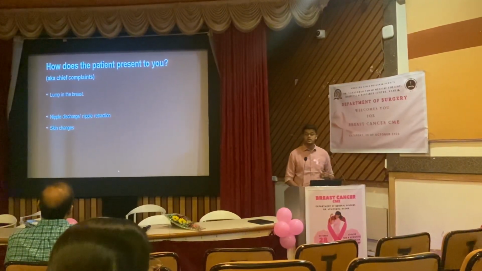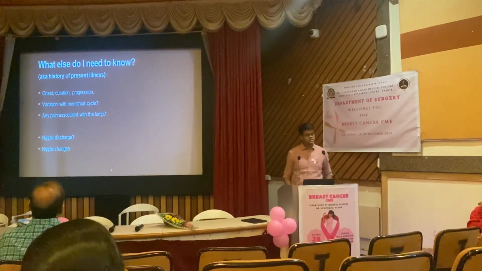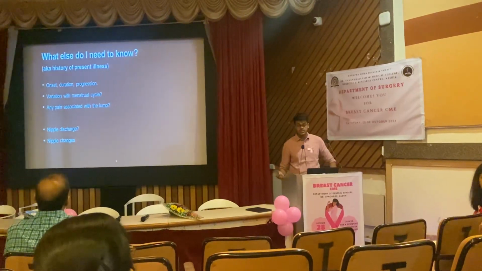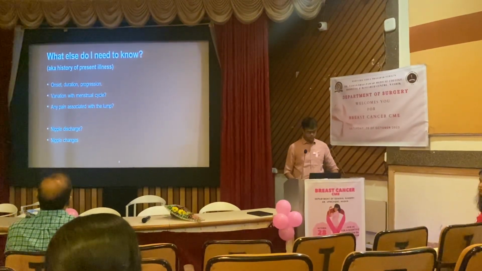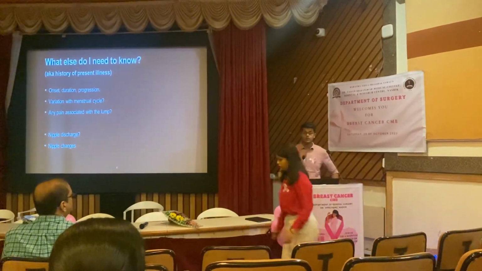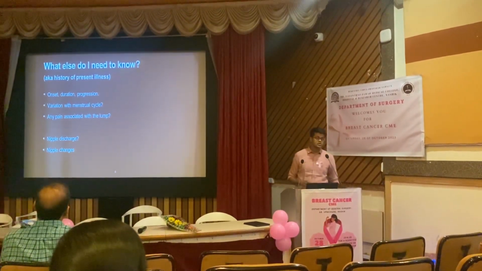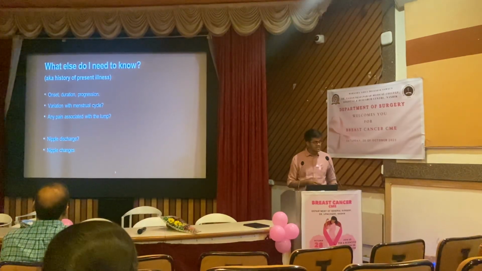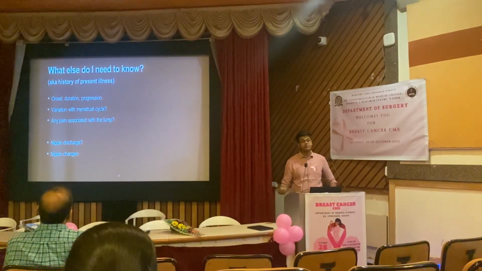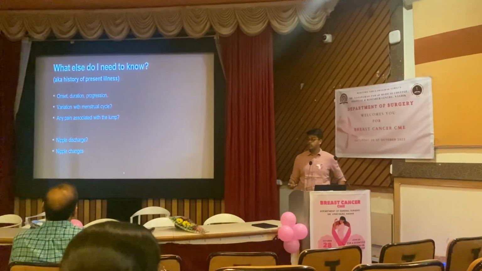So, the patient has come to you with a lump in the breast. You ask yourself, what else do I need to know about this? You ask about how it started, how they noticed it, how it progressed, how it is right now. Many patients in their late 20s and early 30s have a lot of hormonal changes in their breast tissue, so they will also present with something called mastalgia. This mastalgia can present as lumpy breasts, or with patients worried about malignancy.